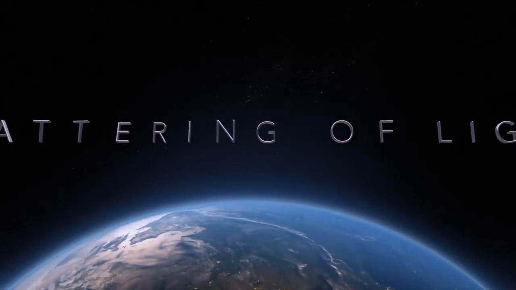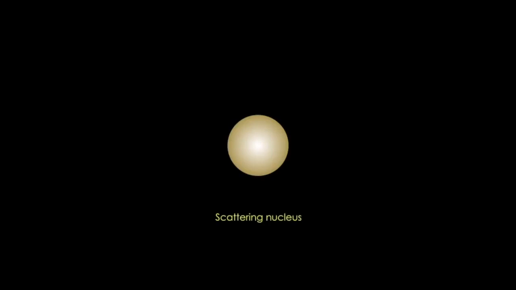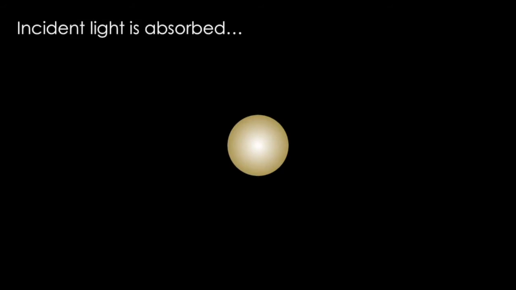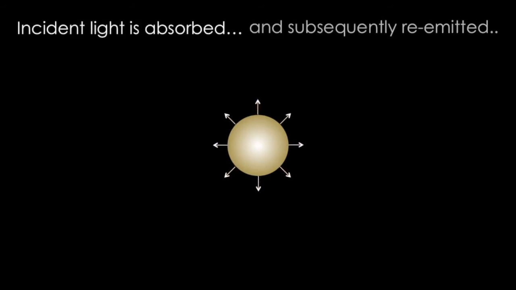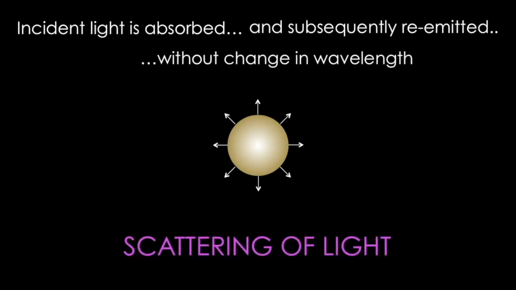So what exactly is scattering of light? So let's say this is a typical air molecule present in the Earth's atmosphere. This is called a scattering nucleus, and when light is incident on this scattering nucleus, it is first absorbed and then it is re-emitted without a change in wavelength. So this phenomenon is called scattering of light.